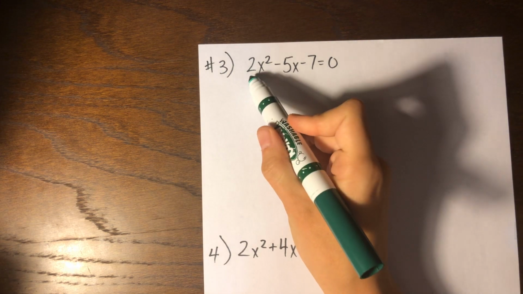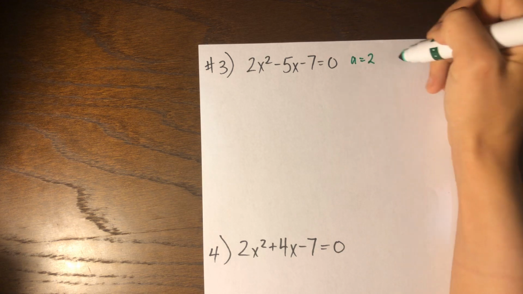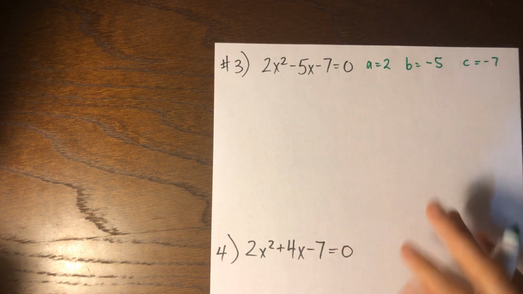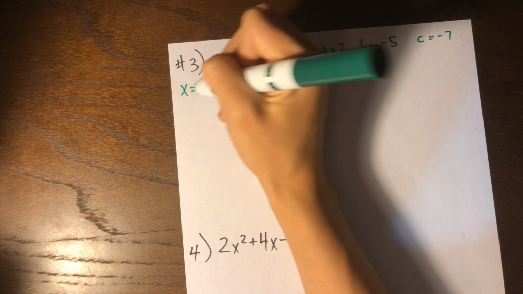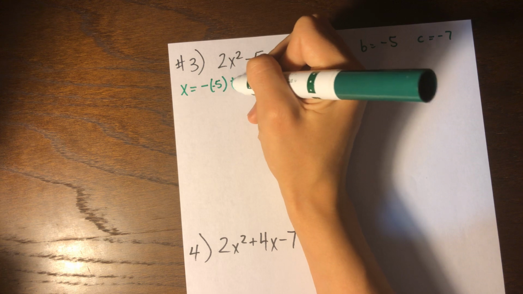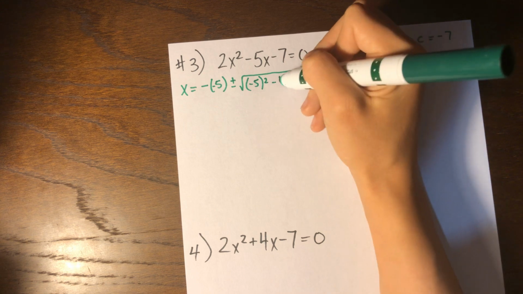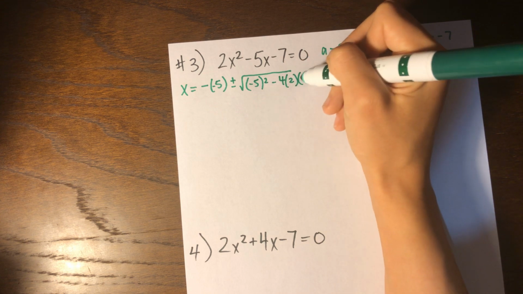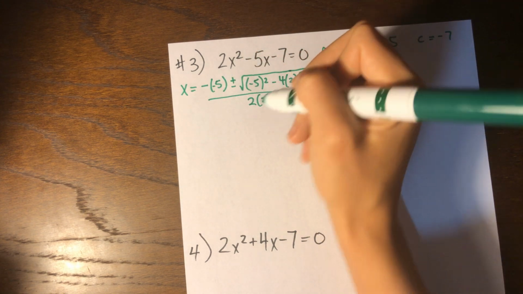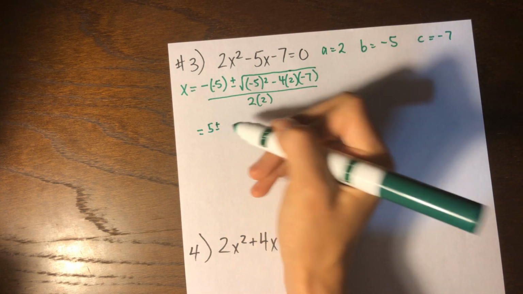Okay, so now we just have an actual number in front. So a is 2, b is negative 5, and c is negative 7. So we're plugging it into our formula. x is equal to negative b, which is negative 5, so negative 5, plus or minus the square root of b squared, so negative 5 squared, minus 4 times a, which is 2, times c, which is negative 7, all over 2 times a, so 2 times 2 in this case. Okay, negative negative 5, positive 5, plus or minus.